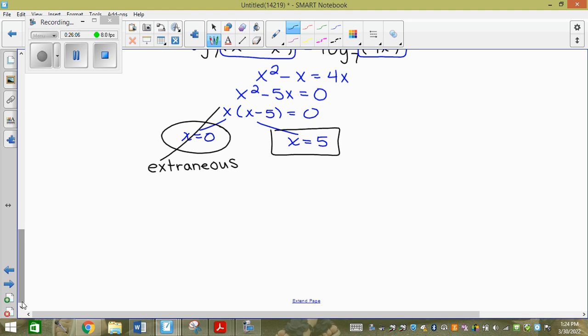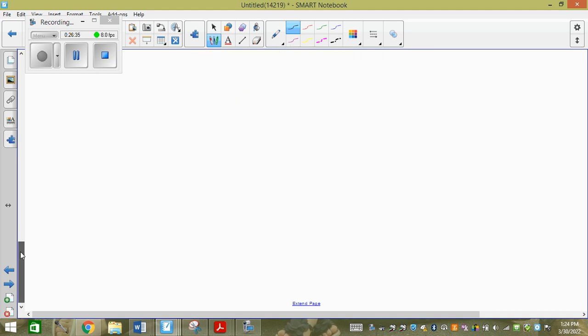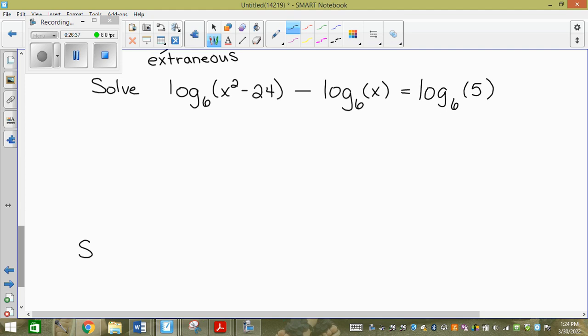So, log base 6 of x squared minus 24 minus log base 6 of x. Uh-oh, there's a minus sign. What am I going to have to do with these two? Divide when I put them together. You're going to try that one, and you're going to try this one.